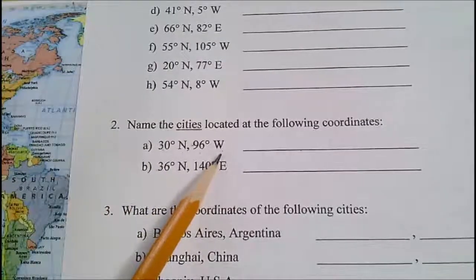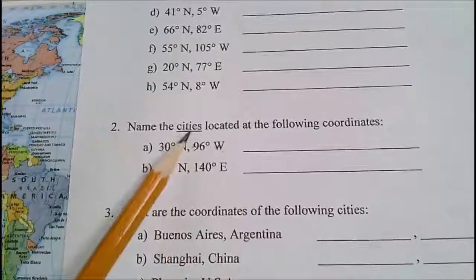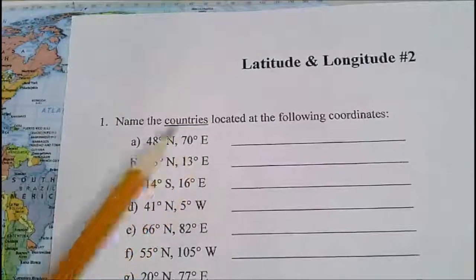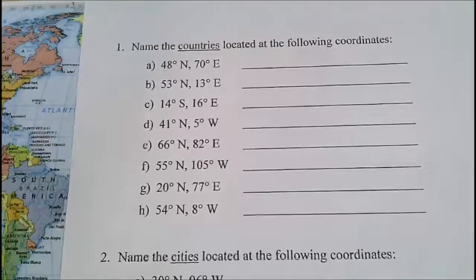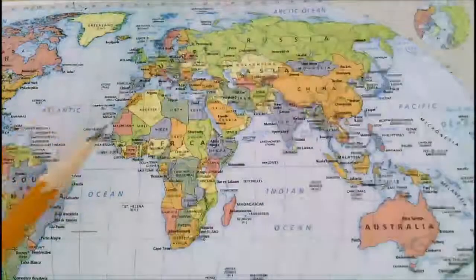So we'll do that one. And it says to locate the city here, which is not the same as the first question we did where we were trying to find the country. So now we're going to look for a dot. So let's start with 30 degrees north.